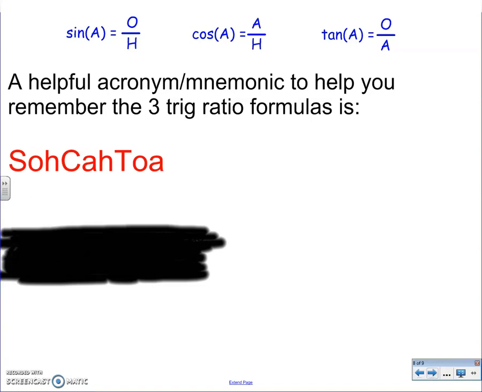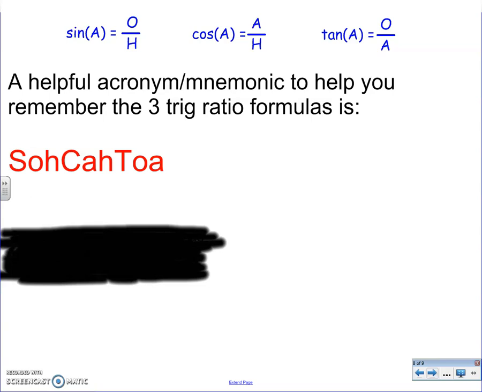All right, so again, we have sine of A equals O over H, cosine of A equals A over H, tangent of A equals O over A, where A is an angle, O is the opposite side, H is the hypotenuse side, and A is the adjacent side. A helpful acronym or mnemonic device to help you remember the three trig ratio formulas is SOHCAHTOA. So SOH is "so," CAH is "ka," and TOA is "toa."